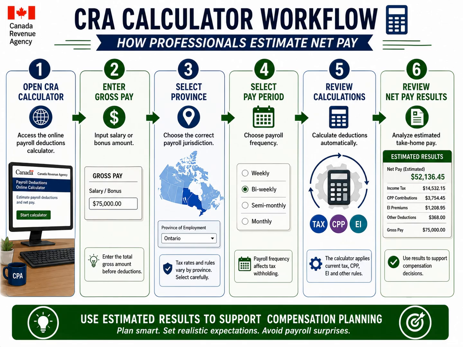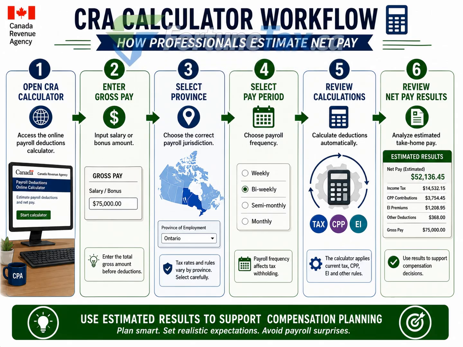The first step is opening the CRA calculator. This is where the process begins. The calculator is designed to help estimate payroll deductions and net pay using current payroll rules. It serves as a planning tool that can be used before compensation decisions are finalized. Once the calculator is open, the second step is entering the gross pay amount.